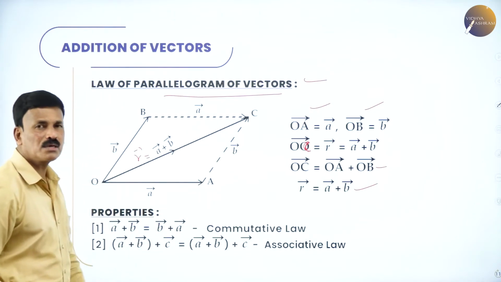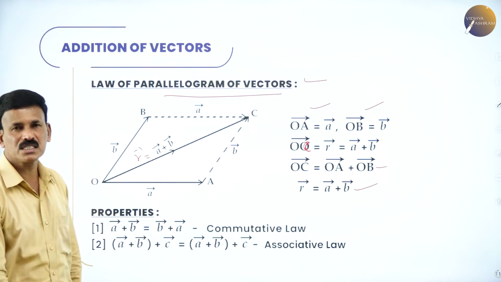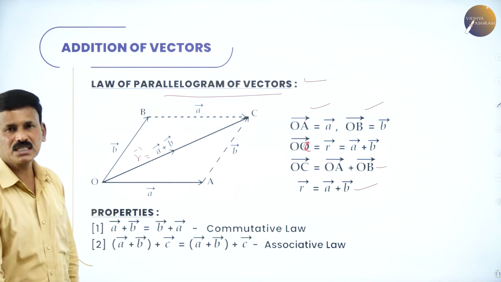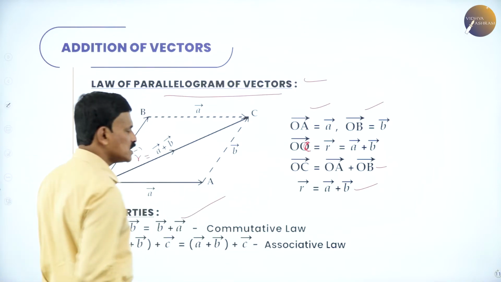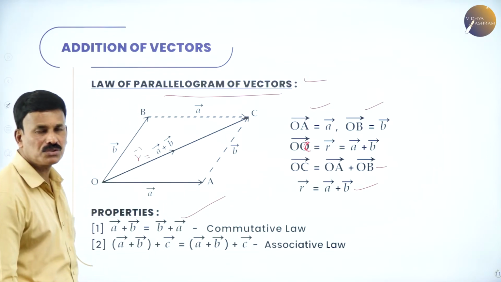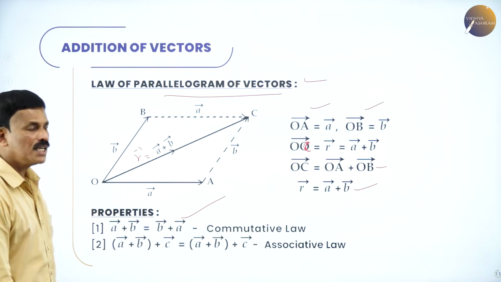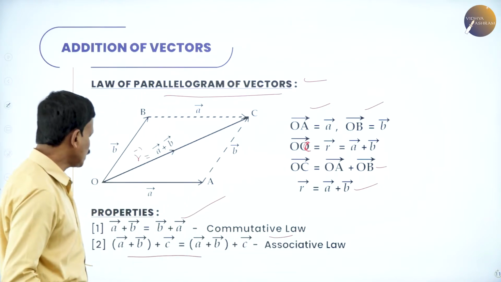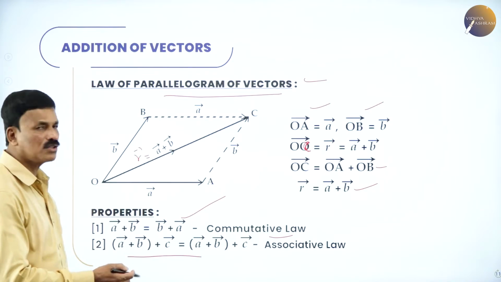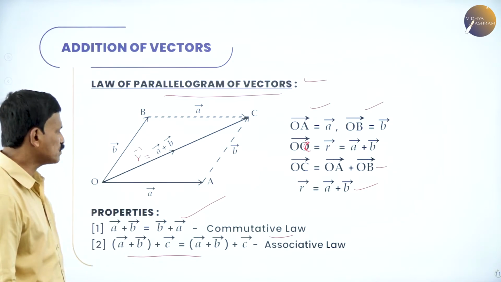So what are the properties? The addition of vectors is commutative. Vector A plus B is also equal to B plus A. The commutative law holds good in case of addition of vectors. Even in case of addition of vectors, the associative law also holds good. Vector A plus B plus C is also equal to vector A plus B plus C.